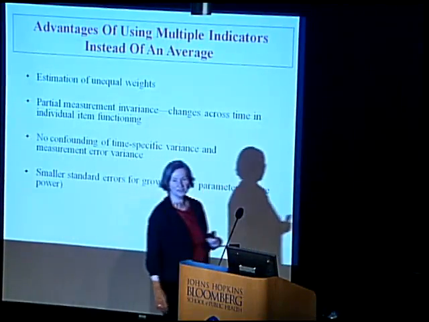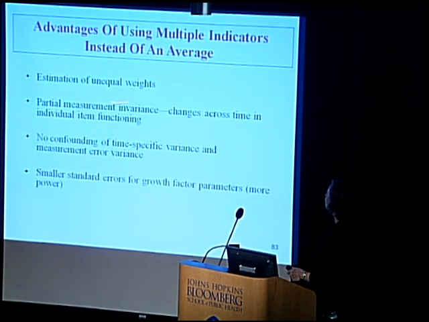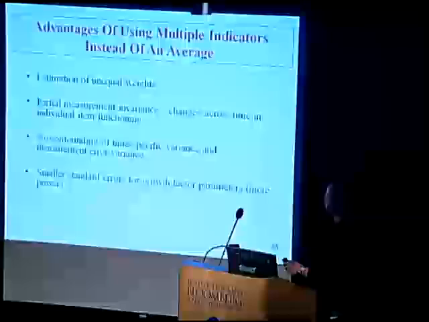And then you might ask yourself, why in the heck would I want to do that? That sounds like a lot of work. But there are some advantages of actually using multiple indicators instead of just averaging the indicators and doing the growth model on the average score. One is that when you average, you're assuming equal weights for each item. When you do factor analysis, the factor loadings are unequal, and therefore you have unequal weights.